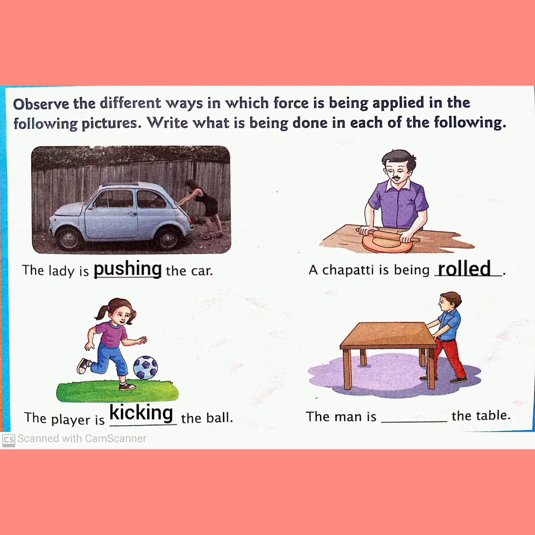And the last one, the man is pulling the table. Now when the man is pulling the table, he is moving it. Work is being done, and to do work, energy is used. If we were asked to make chapati without rolling pin, it would be difficult, isn't it?